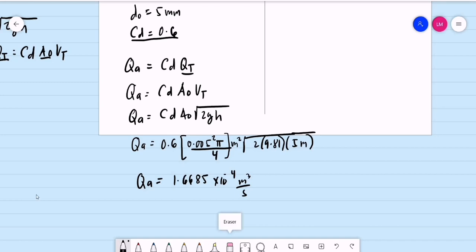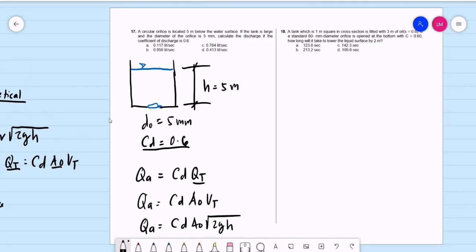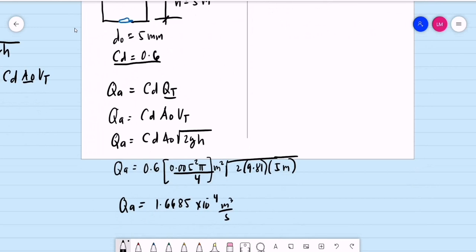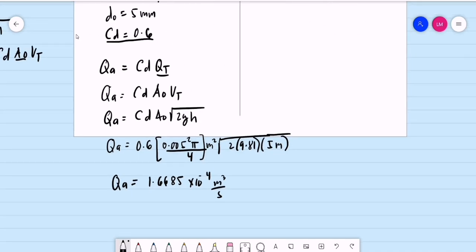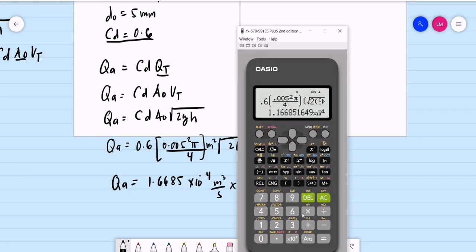If we are to check that on our choices, all values are in liters per second. So all we have to do is convert this one. We have 1,000 liters is 1 cubic meter. So basically this value in our calculator, we are to multiply by 1,000 to be in liters.